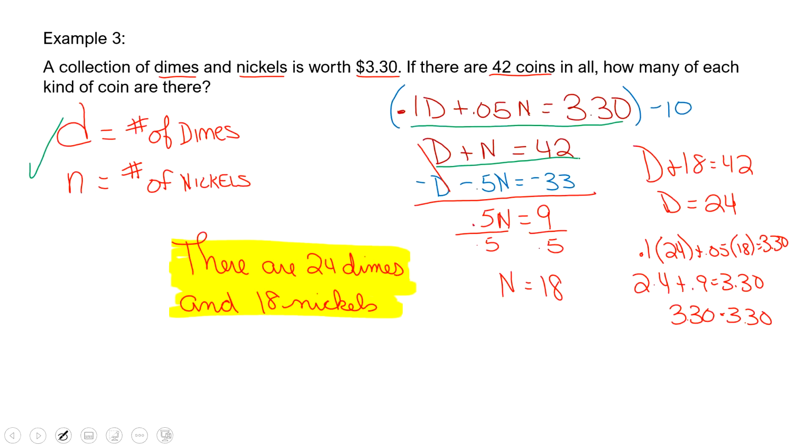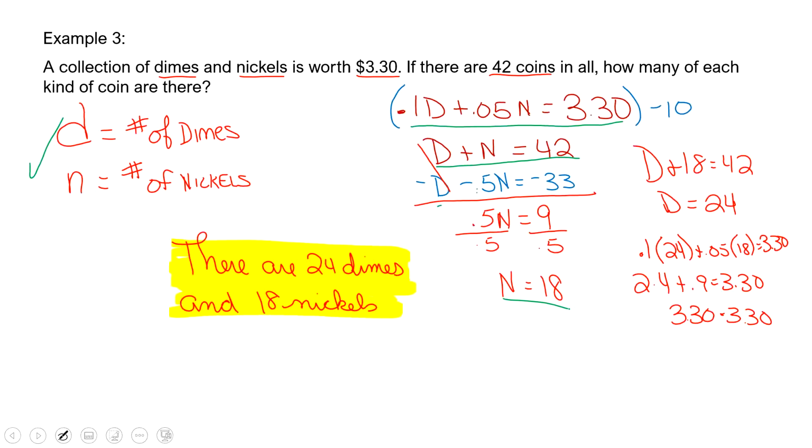I then multiplied the top equation by -10, trying to get rid of at least one set of decimal points. When I multiply -10 by 0.1, that just becomes -1, so I'm able to get rid of dimes. I'm left with -0.5 and -33. Went through and found out that nickels was 18. So I had 18 nickels. I plugged that into the first equation to figure out that I had 24 dimes.